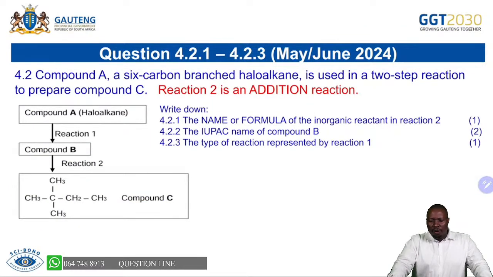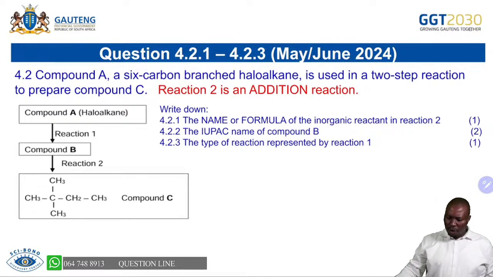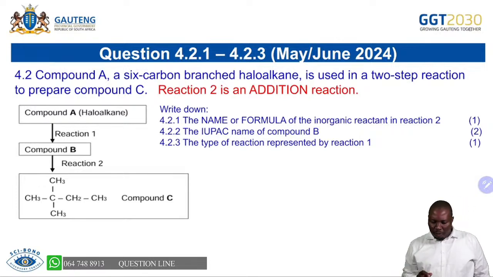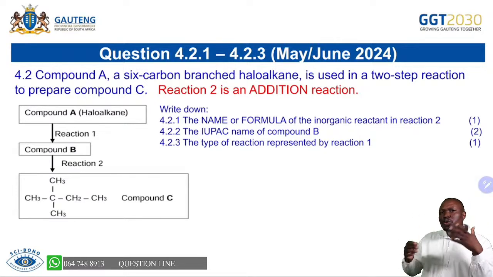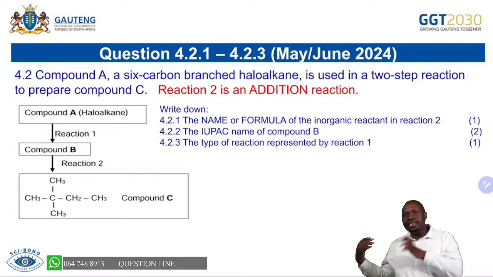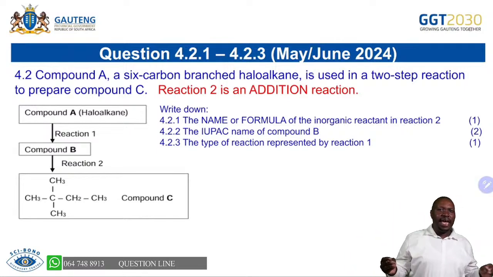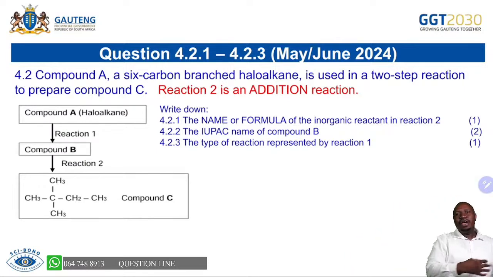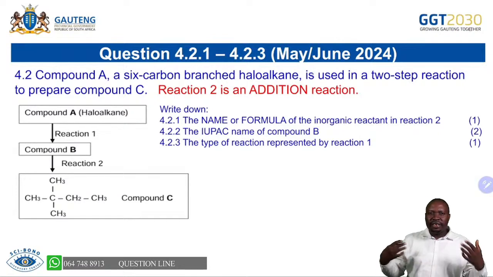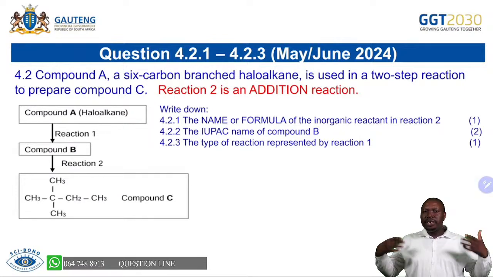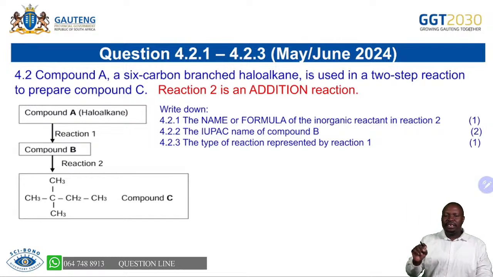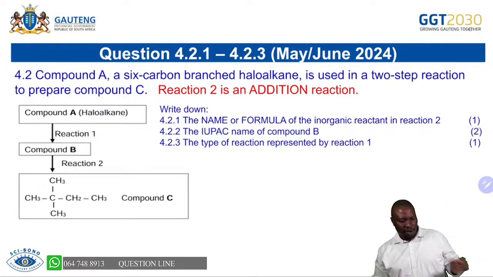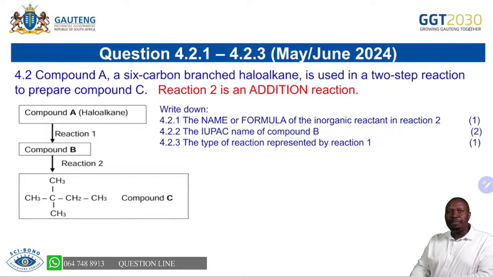Now, question 4.2, they say compound A is a 6-carbon branched haloalkane. So they told you that it's branched. So it's important, learners, that as you are doing questions, don't do only questions that don't have branches when you are dealing with reactions. Hence, we are moving towards structures with branches, so that we can start to do even a little bit challenging questions that will intrigue your mind to say practice, practice, practice, so that come exam you will be laughing with the paper because you will have prepared well.